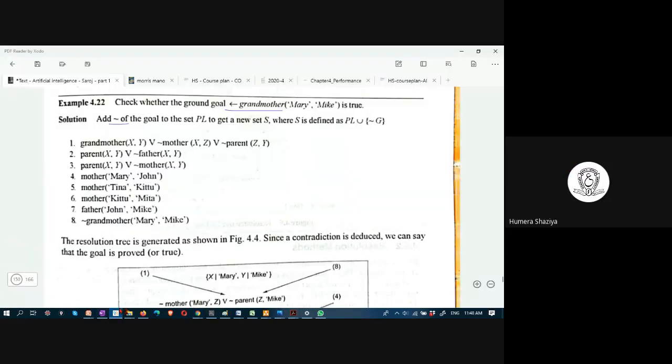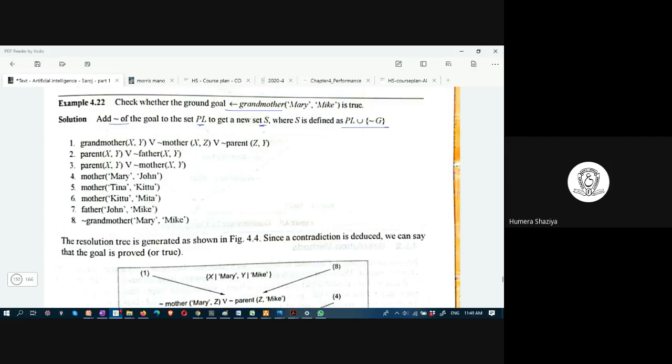How to prove that Mary is a grandmother of Mike? By contradiction. Add not of the goal to this logic program to get a new set S, where S is defined as PL union not G. What is G? Goal. You are making it negative, not G. What is PL? PL is all those program clauses, the program logic. So program logic union not goal.